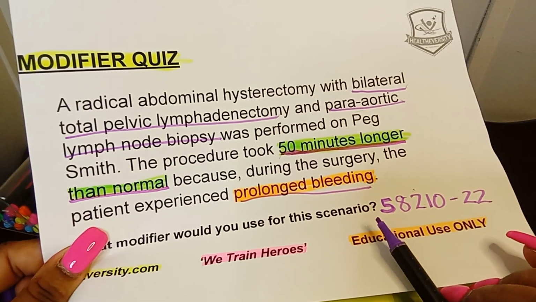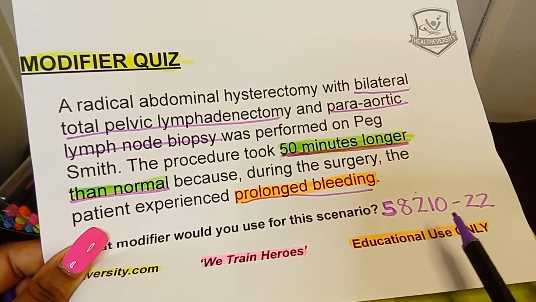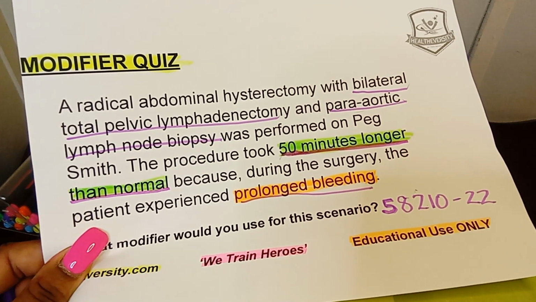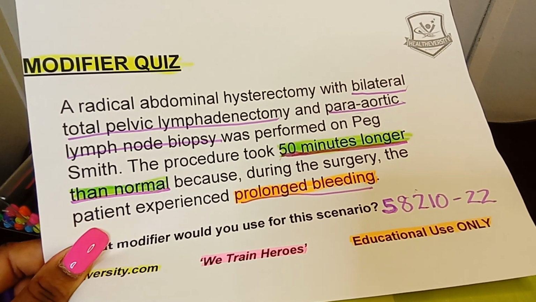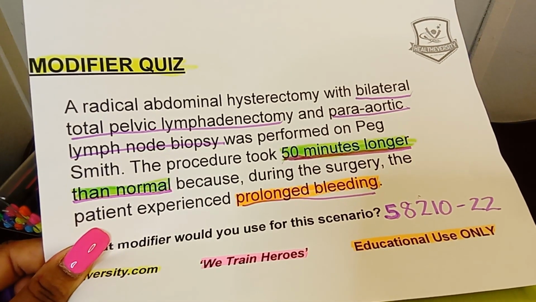So this is the code we're using, 58210, and we append the modifier 22. So that's it for modifier 22. Let's move on.